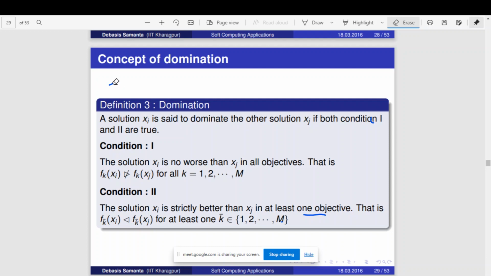Better than xj for how many objective functions? We have many objective functions. At least for one, yeah, for any one objective function, if xi performs better than xj, then we say that xi is better than xj, right? Okay, what is meant by when you say that xi is worse than xj?